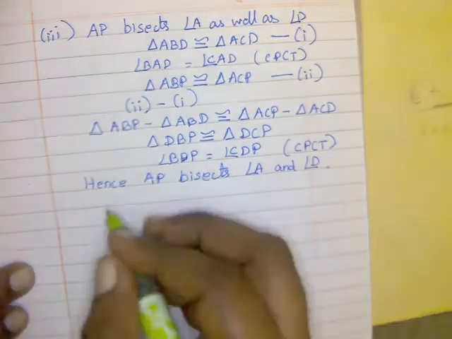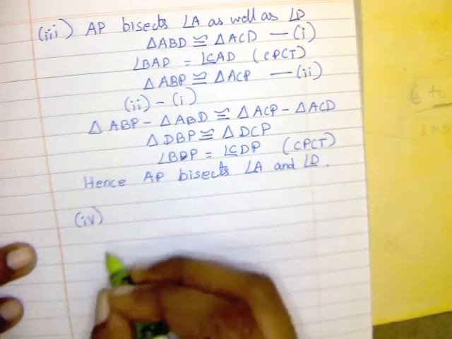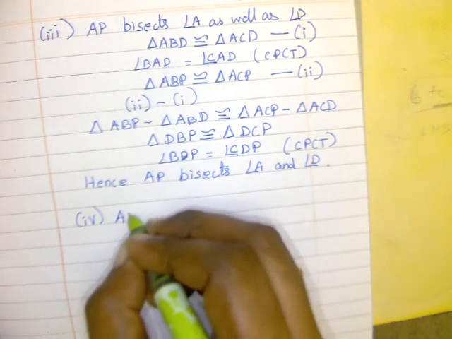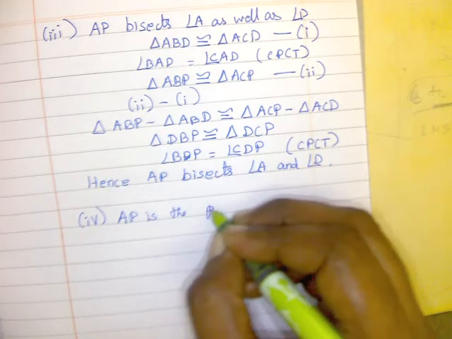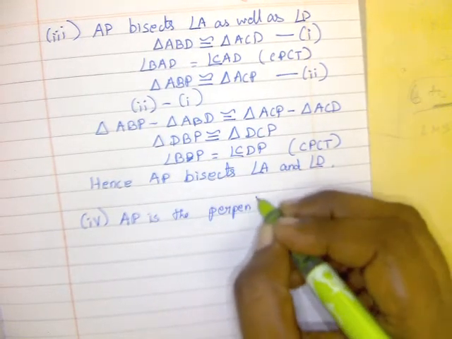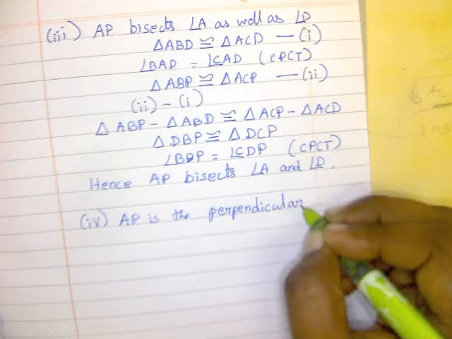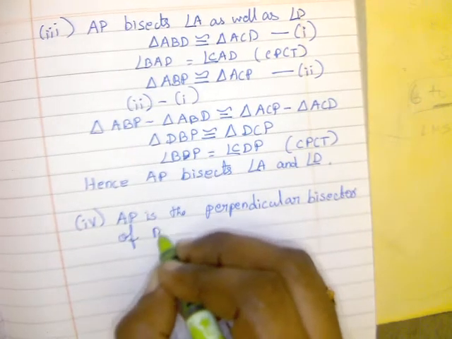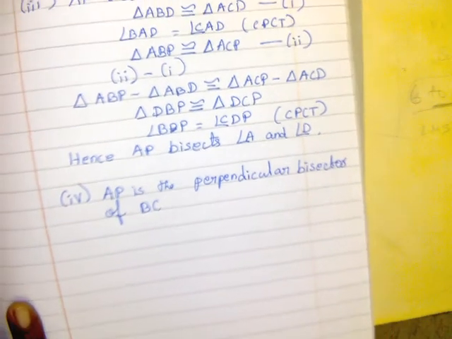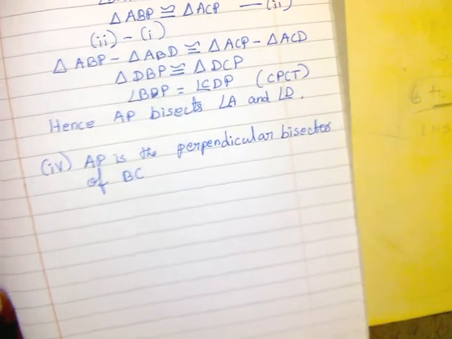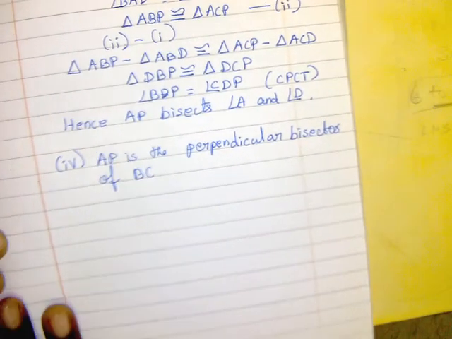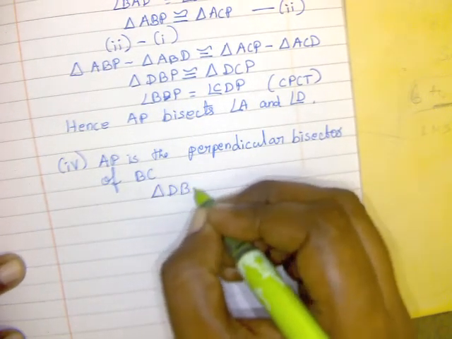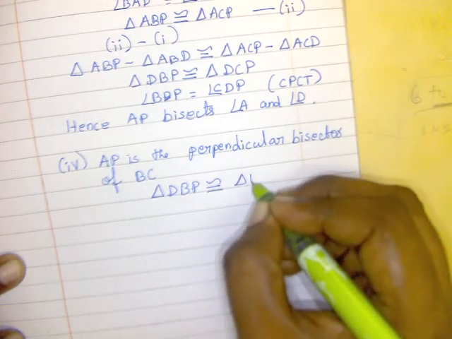Now next, what do we have to prove? The fourth one. What do you have to prove? AP is the perpendicular bisector of BC. AP is the perpendicular bisector of BC. Perpendicular bisector means what we have to prove? 90 degrees. Okay, right?